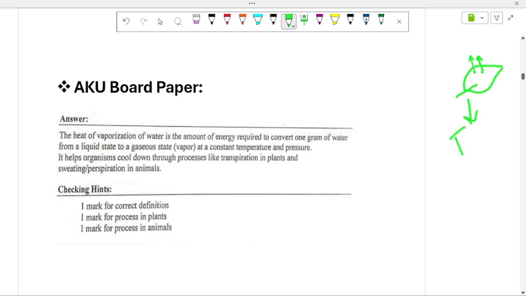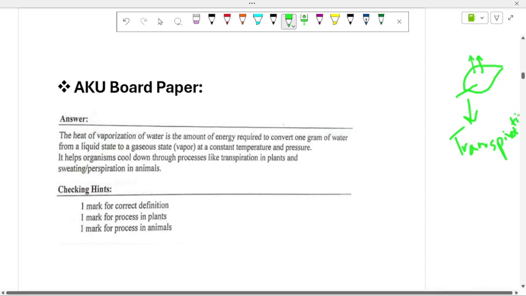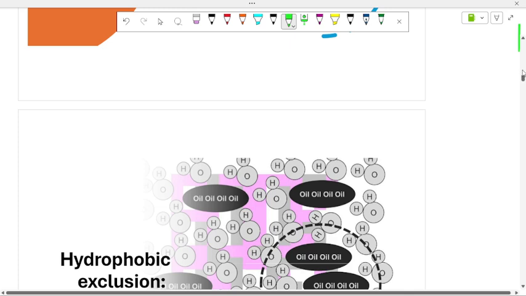So this particular process is called transpiration. The cooling effect that happens in plants, on the surface of the leaf, is called transpiration. This is beneficial for the cooling down of plants.